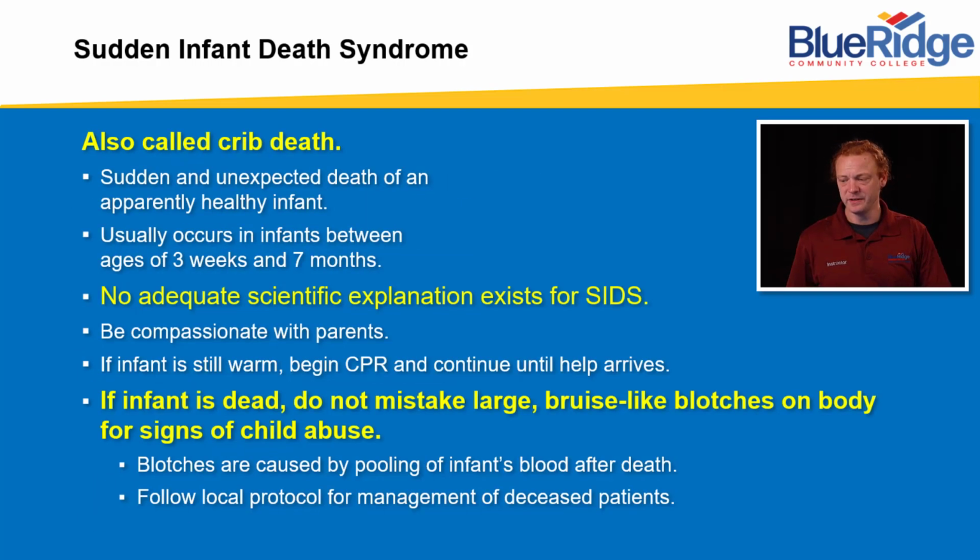Sudden infant death syndrome, also known as crib death, is a condition frequently mistaken for child abuse. It's a sudden and unexpected death of an apparently healthy infant. SIDS usually occurs in infants between the ages of 3 weeks and 7 months old. There's no adequate scientific explanation for SIDS.